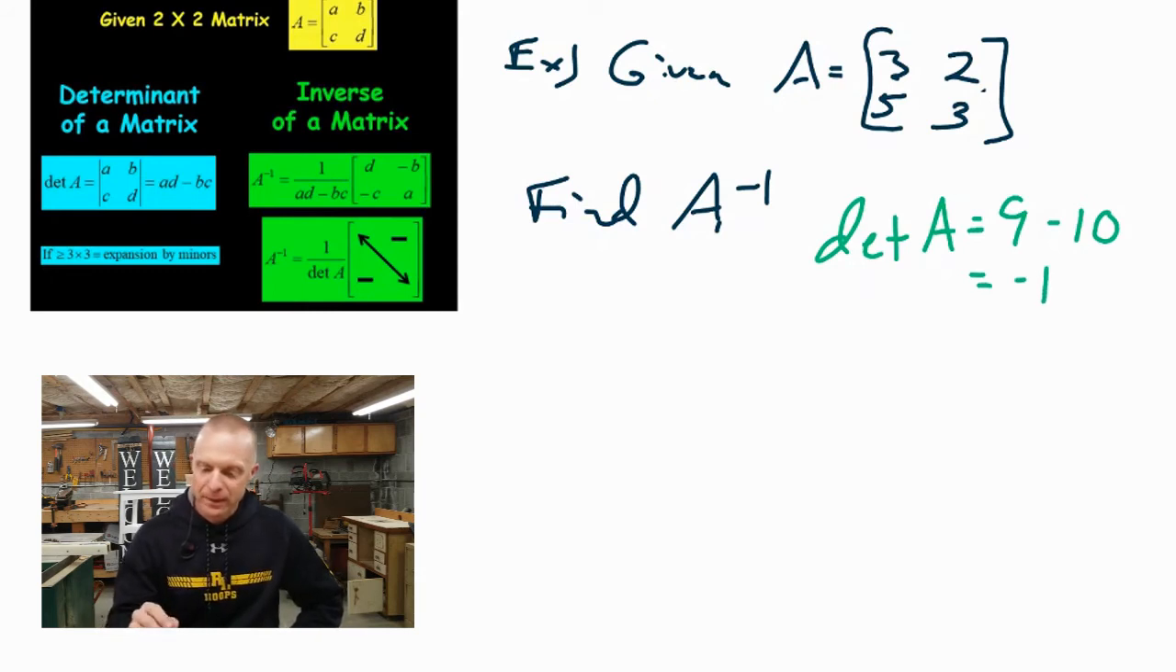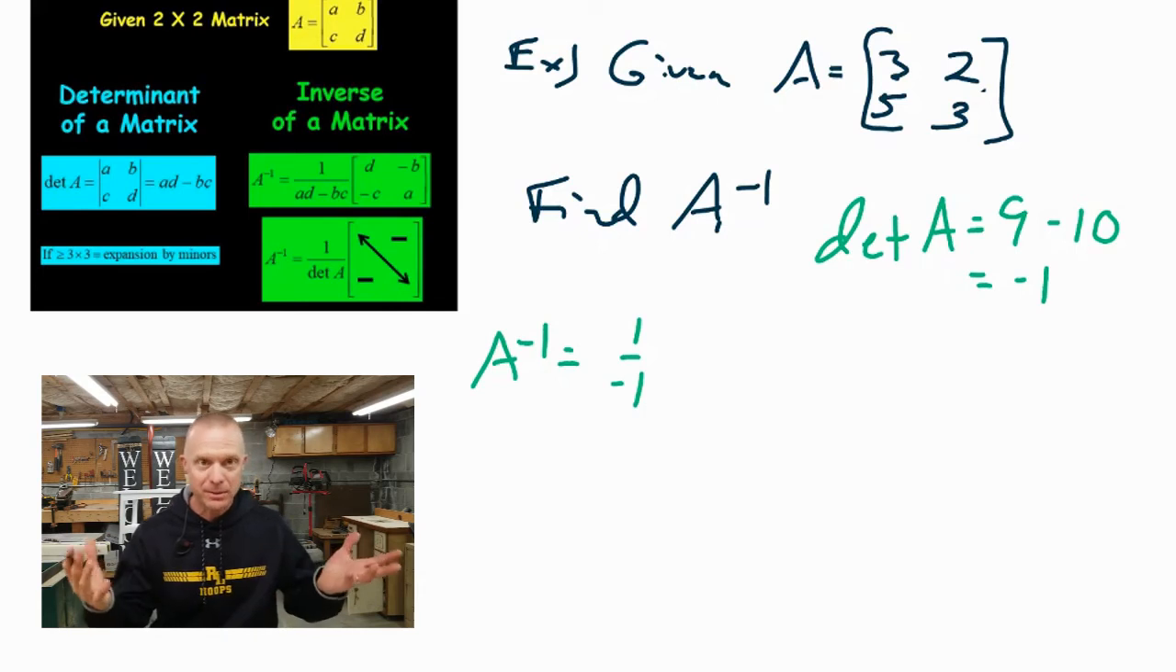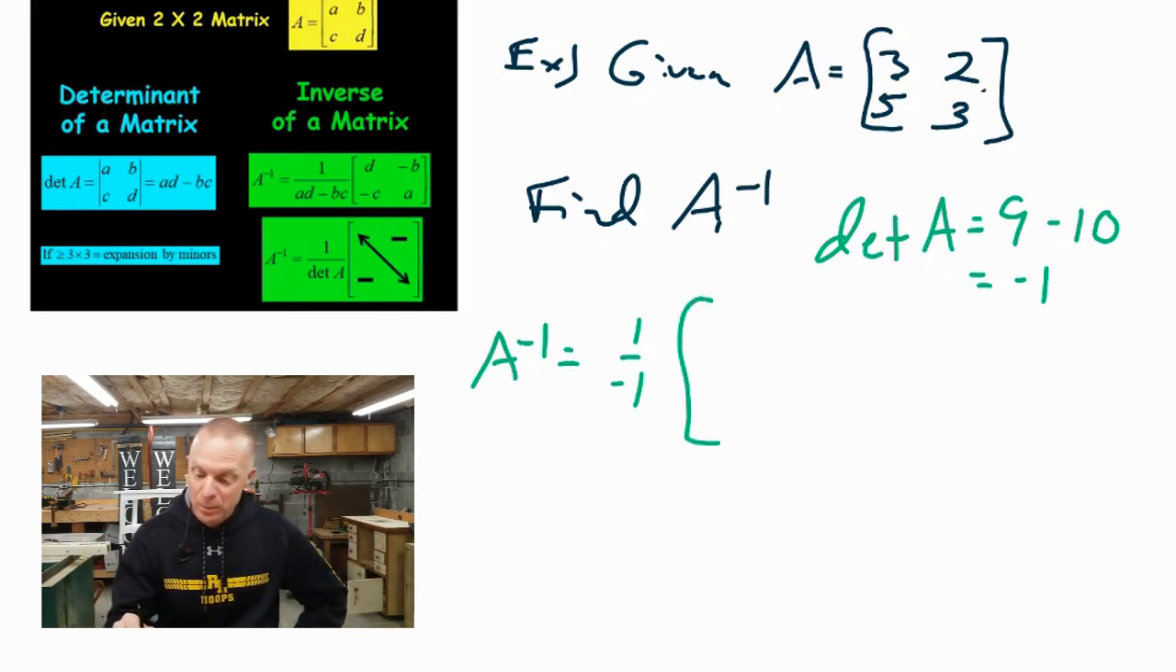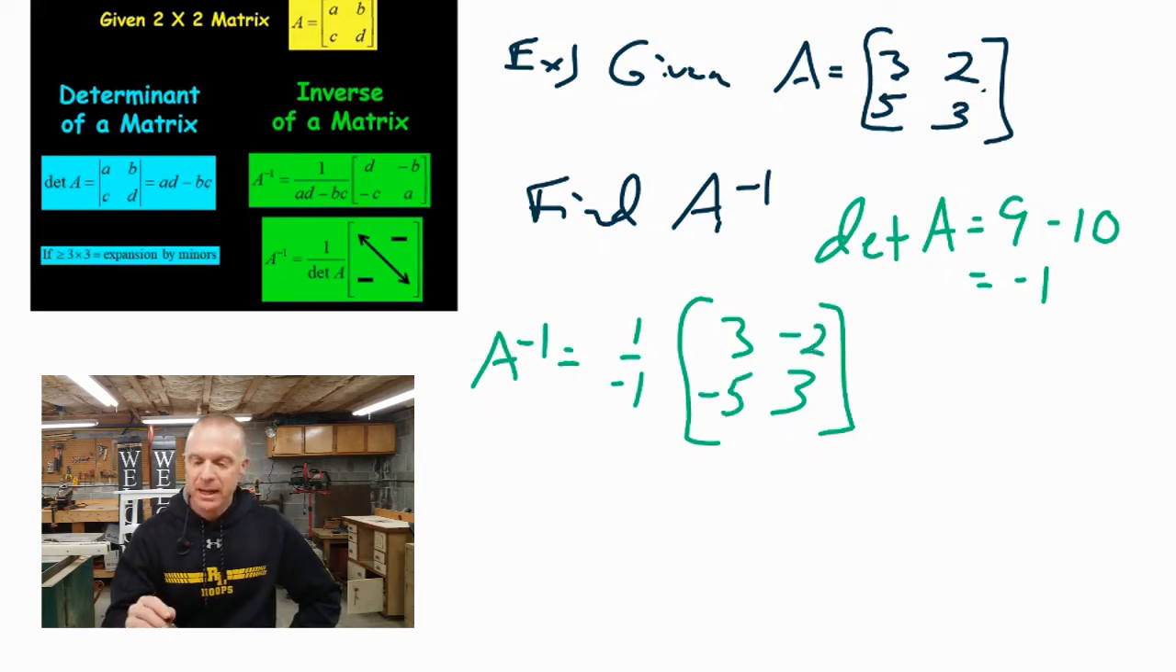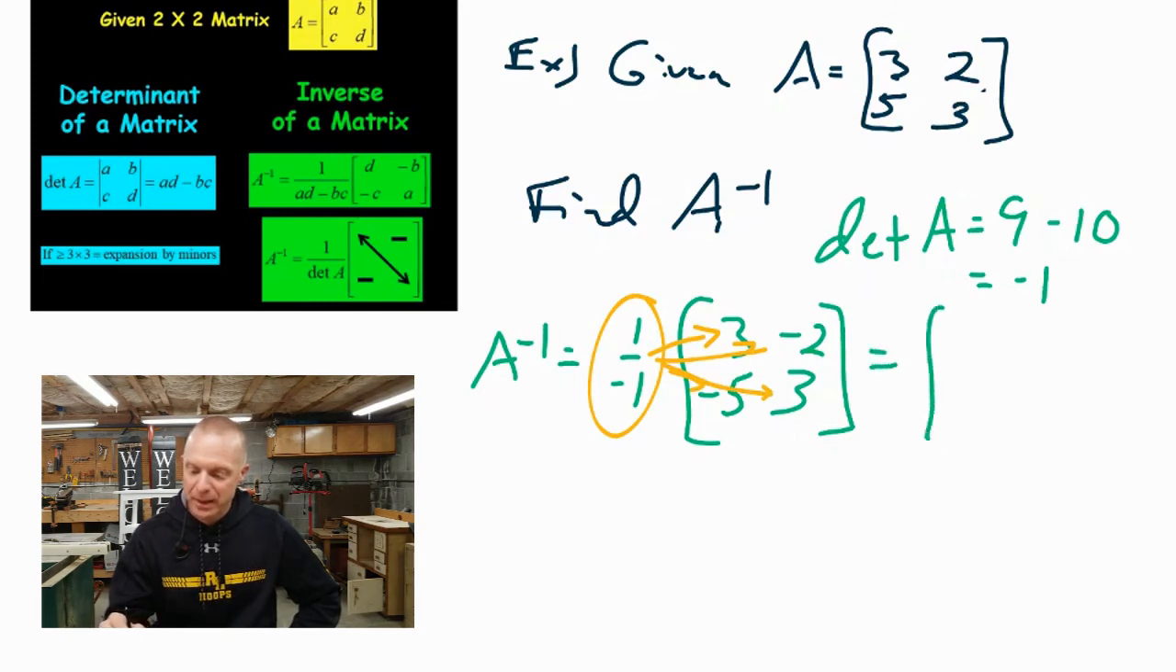Following the rule, I'm going to put 1 over the determinant. So that, of course, is just 1 over -1, which is -1. And we'll go ahead and switch the numbers. Except when I switch the main diagonal, it still looks the same. But anyway, I'll put an opposite on the other numbers. And yeah, just take a negative and distribute that to the inside. So we're going to basically just multiply everything by -1. And we end up with a final answer of -3, +2, +5, and -3.